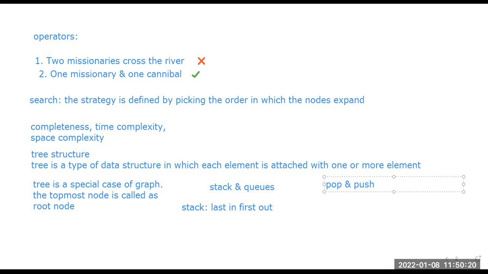So the pop and push operations help us to put an item into the stack or delete an item from the stack. The pop operation removes the item from the top of the stack, whereas the push operation adds an item on the top of the stack. Right? So this is the simple scenario for push and pop in the stack.